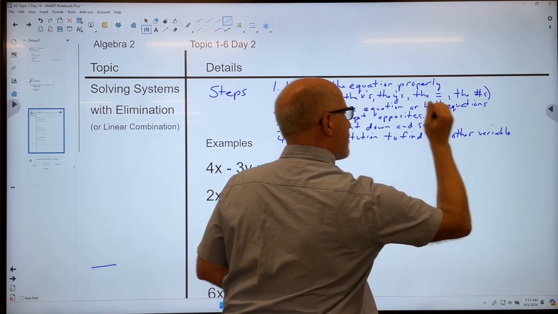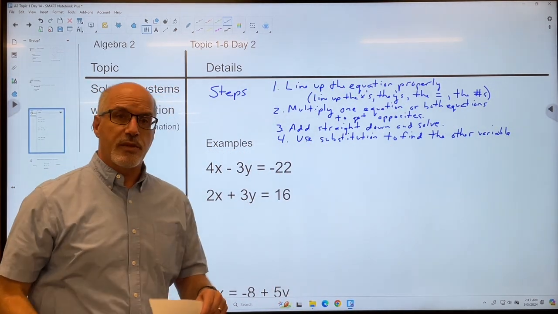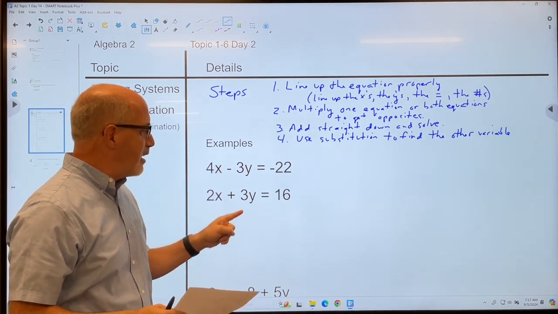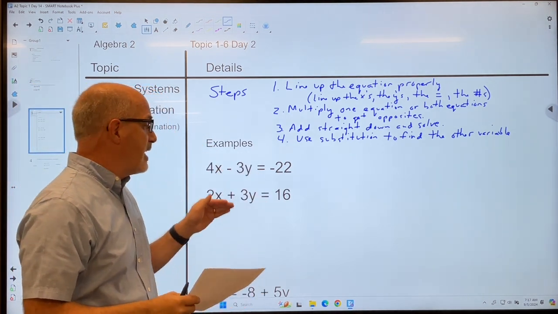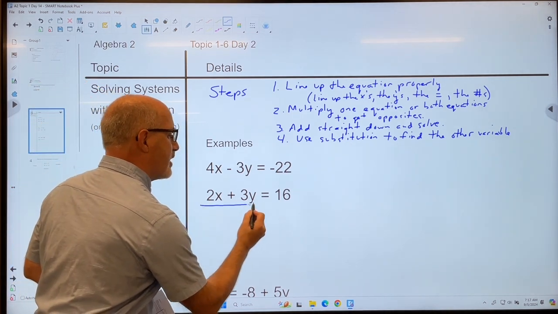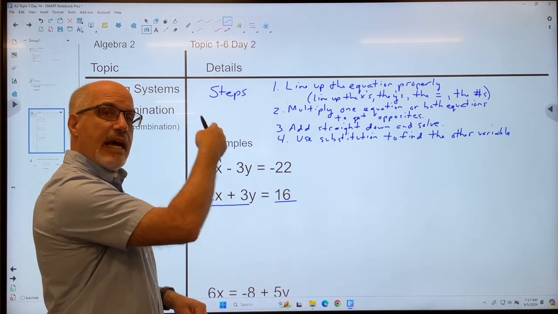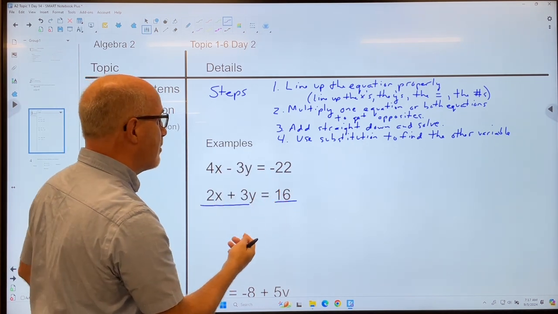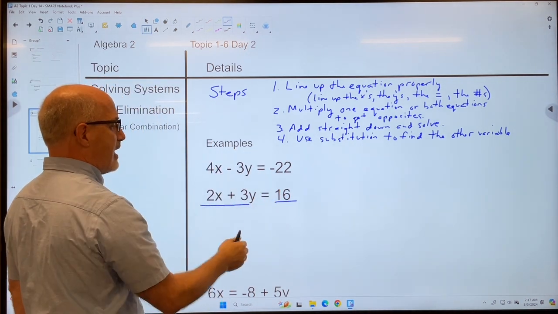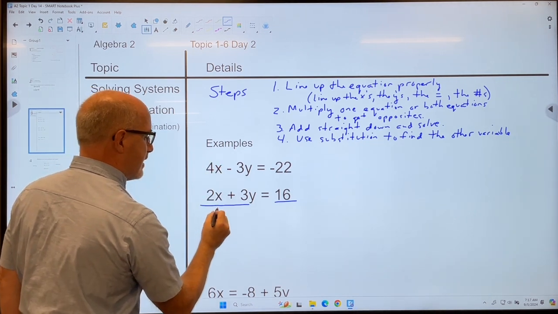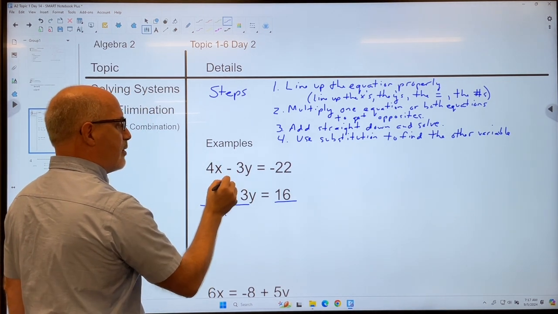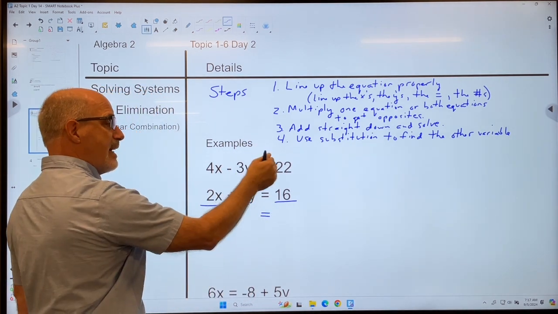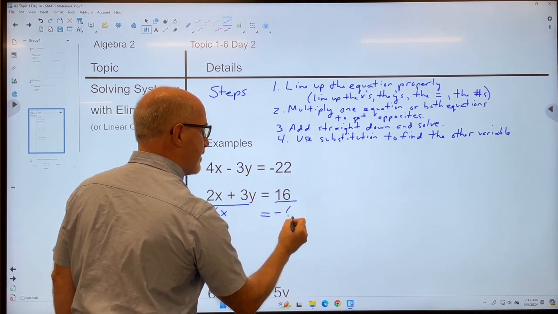You'll get used to this kind of process with these. So if you look at this one, this already has steps 1 and 2 done. They're lined up, x's lined up, y's and numbers and the equal signs. Now, if I draw a line under this on both sides of the equals, I can do the same thing I got to do to both sides of the equation. That's our rule for algebra. I'm going to add straight down. So 4x plus 2x is 6x. Negative 3y plus 3y is no more y's, so those are gone. Negative 22 plus 16 gives me negative 6.